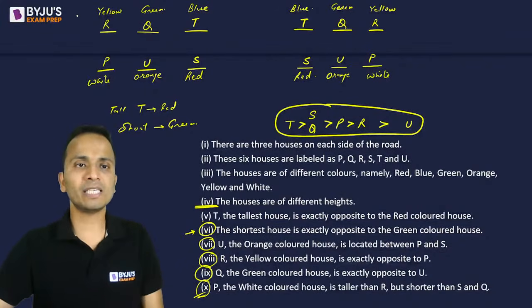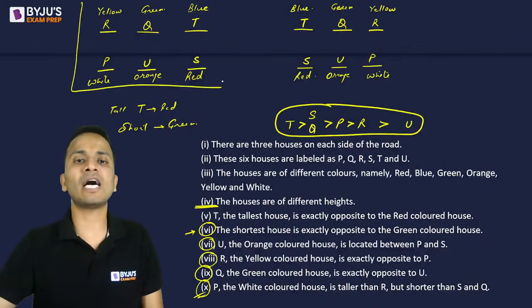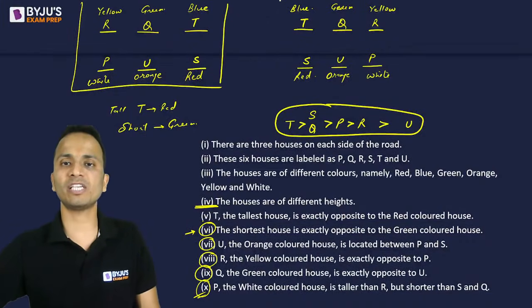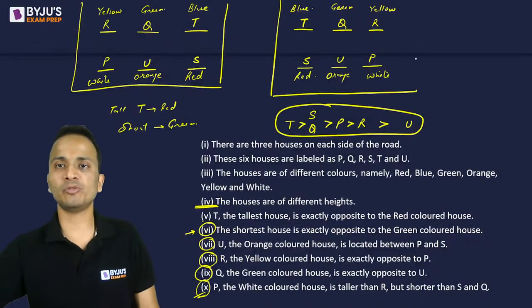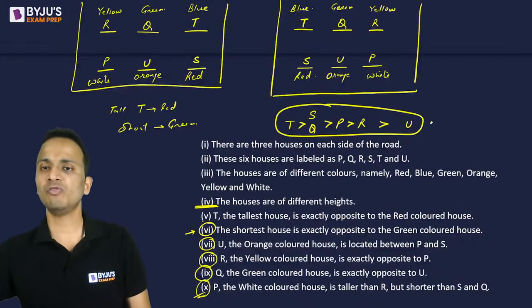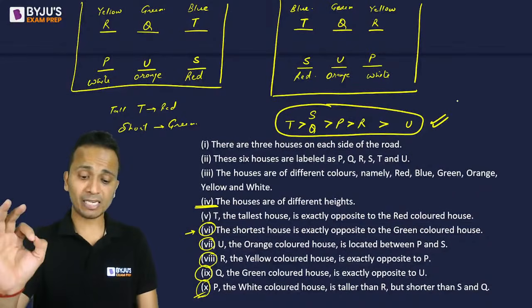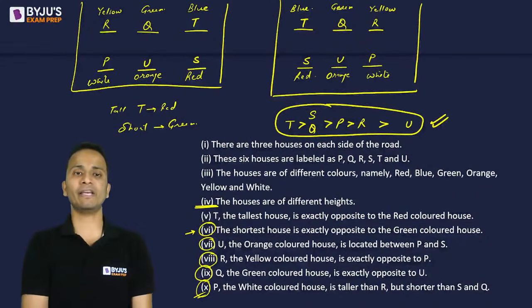Okay. So now I can say that both these arrangements are possible. This is the first arrangement. This is the second arrangement. Both these cases are possible with the comparison of heights of these houses as given below.